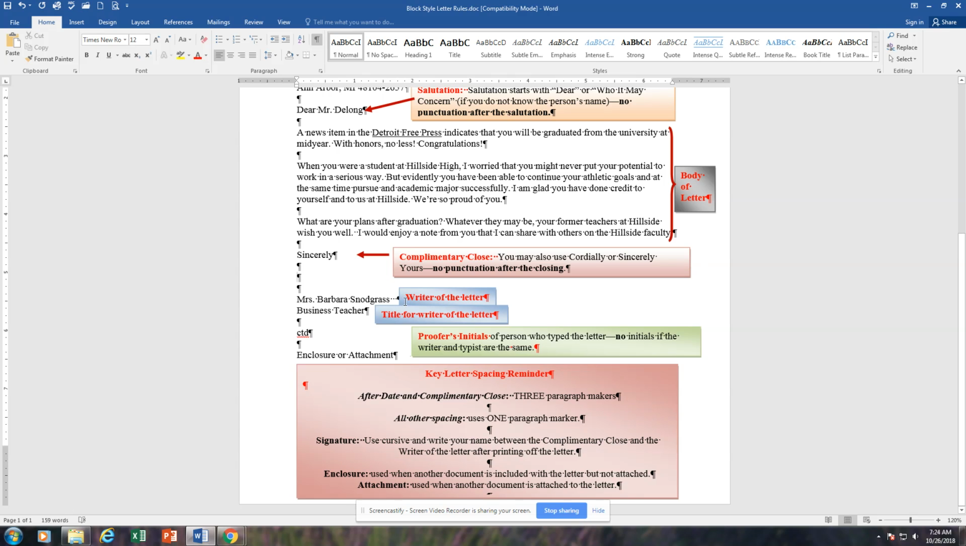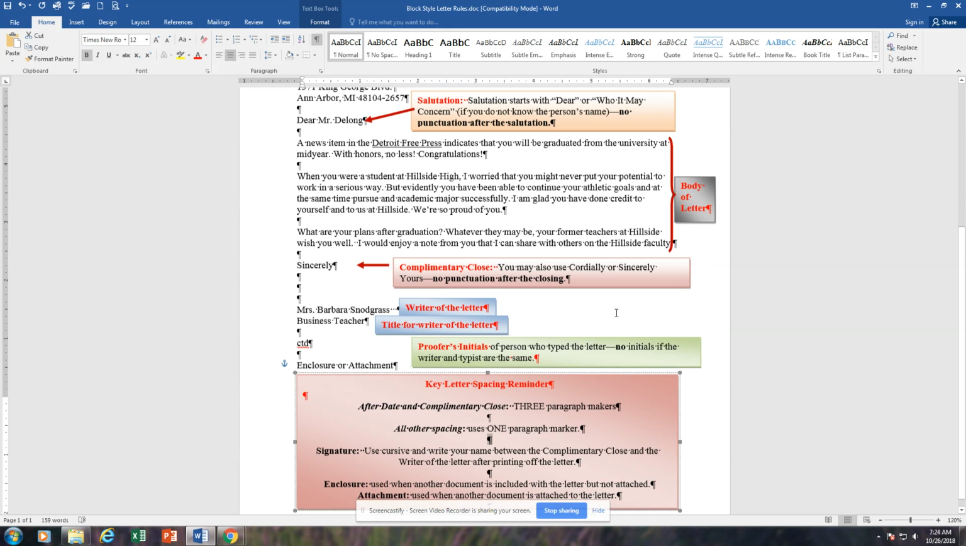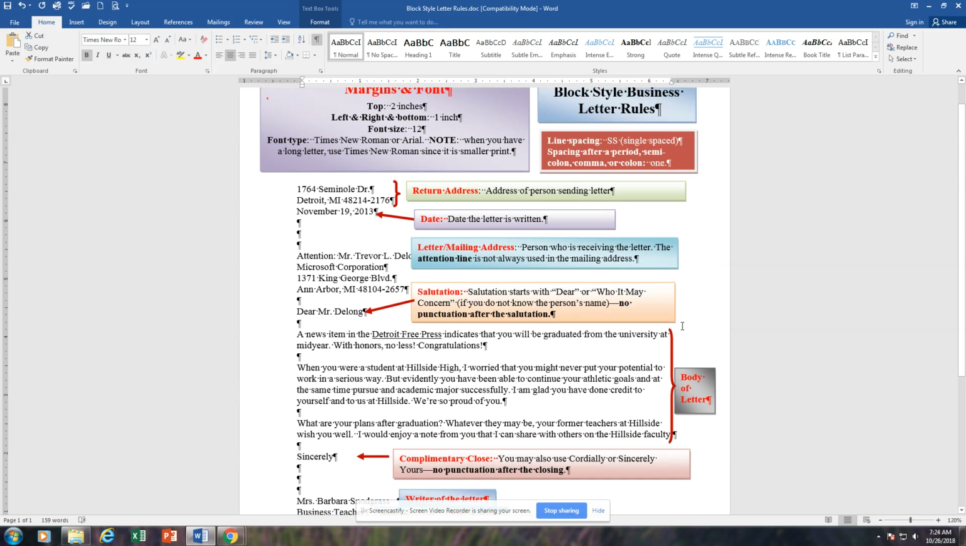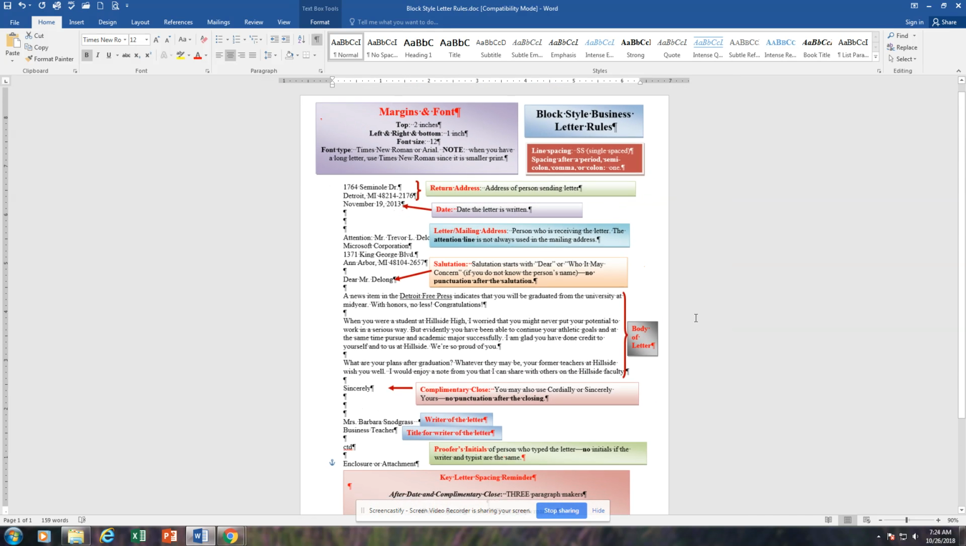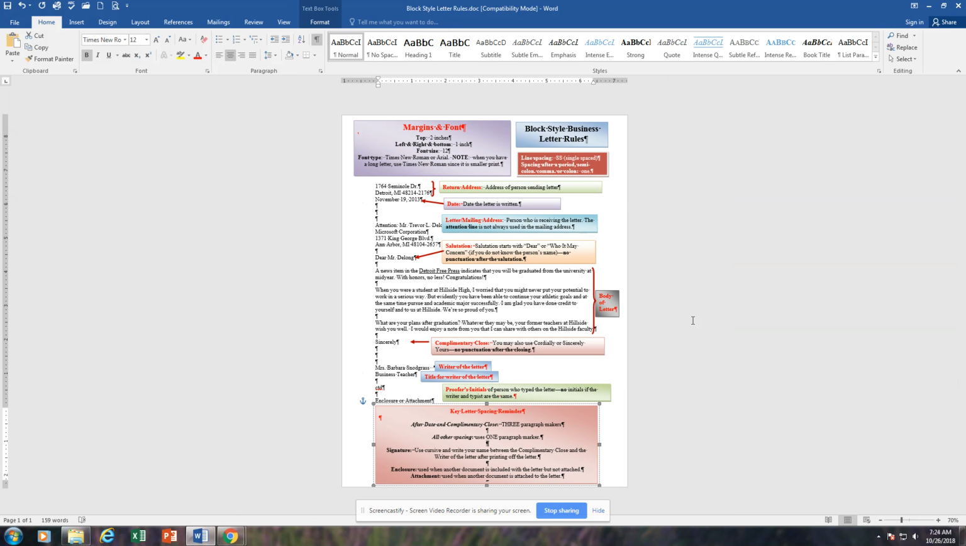Now, if you are sending this online, then you should have some kind of tool that will allow you to actually sign your name here. And again, enclosure is used when another document is included with the letter, but not attached. Attachment is used when another document is attached to the letter. So there you have a synopsis of what a block style letter is.